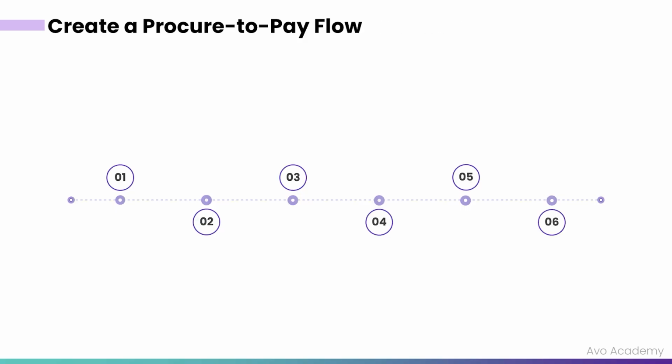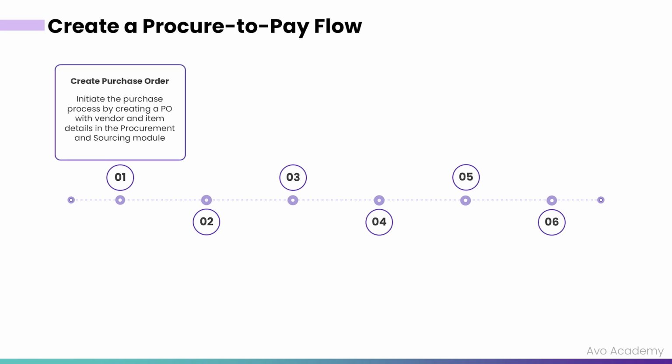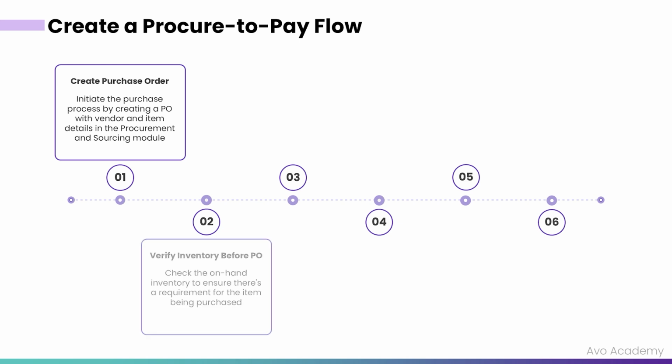Ever wondered how a typical purchase order cycle works? Well, it all begins with the Create Purchase Order step, where procurement is initiated by entering essential details such as the vendor's name, item descriptions, quantities, and pricing. Next comes Verify Inventory Before PO, where on-hand stock is reviewed to confirm the need for additional items. This step ensures resources are being utilized effectively and orders are placed only when required.